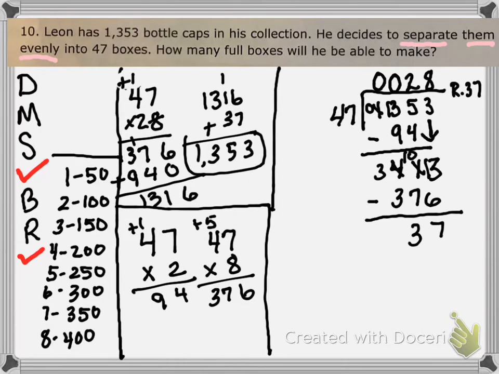So I want to draw your attention back to the question, because this question forces you to decide, is this remainder important in our final answer or not? It asks you how many full boxes will he be able to make with these bottle caps? Well, as you can see, 37 is not enough to make a full box. And the question wants to know how many full boxes he will be able to make. And he will only be able to make 28 full boxes. He'll just have some bottle caps that don't go in the box.